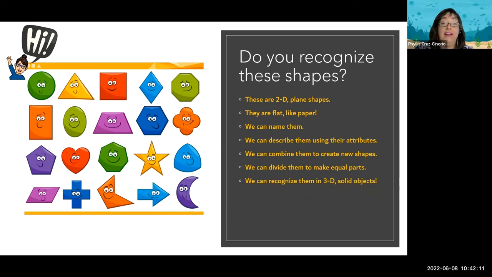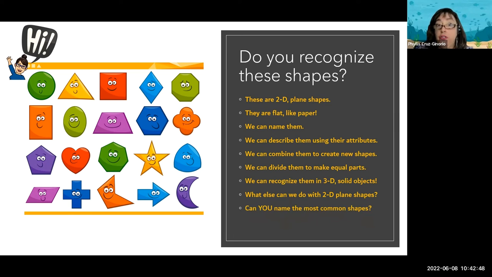Now, we can also recognize them all over the world. Right now, I am staring at my computer. And what shape is it in? I can recognize a shape on my computer. Wonder what other shapes you can find in everyday common objects. And what else can we do with 2D plane shapes? That is a good question. What can you do with 2D plane shapes? Food for thought. Can you name the most common shapes?